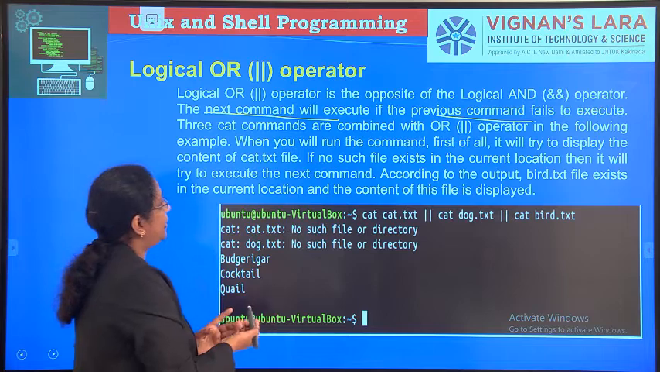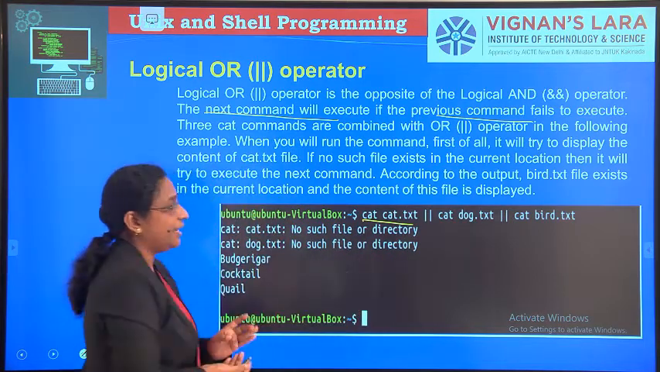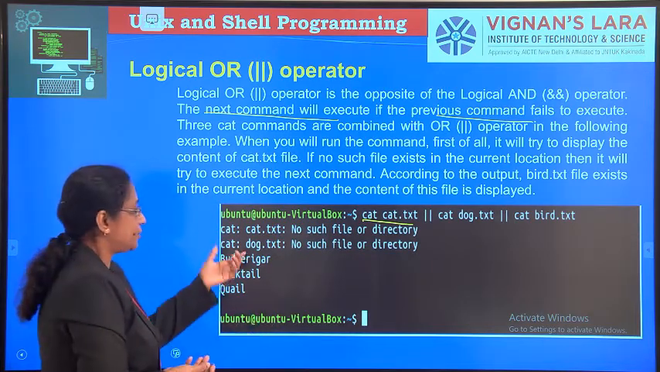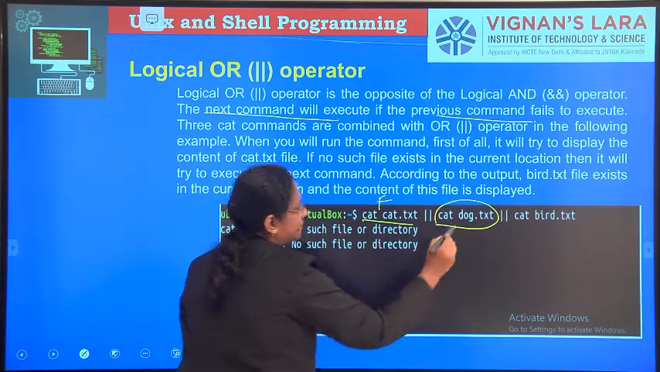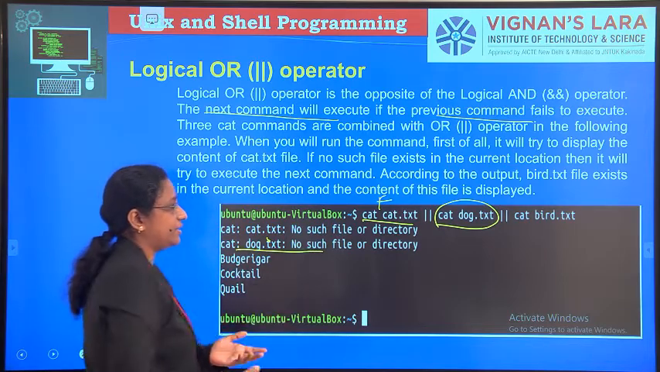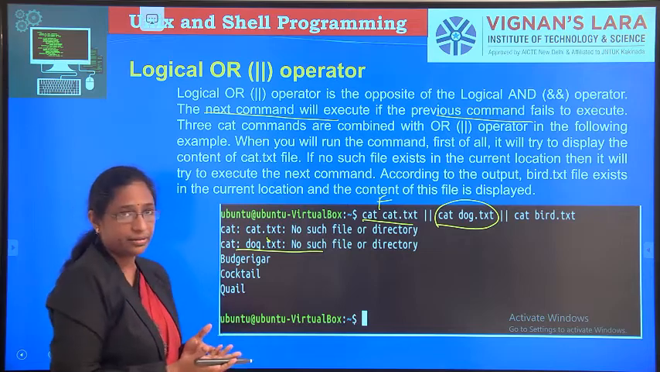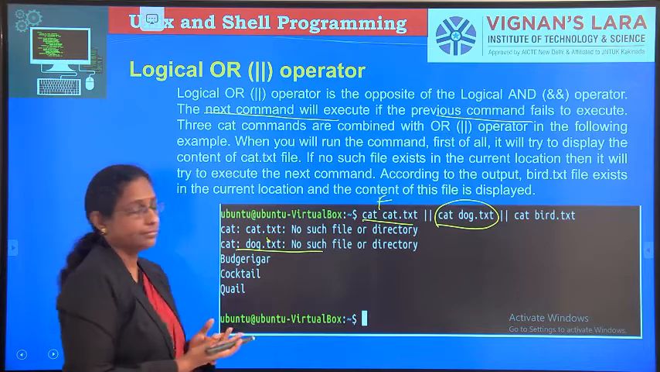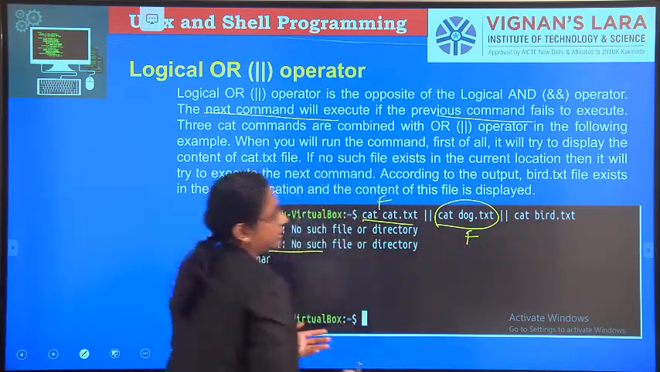Here you can see that I am saying cat, space, cat.txt. It is a file name. It failed, so since it failed, the second command is executed. Again it failed, since there is no such file or directory, so it is not able to display any contents of that particular file. Since this also failed, you go to the third command.